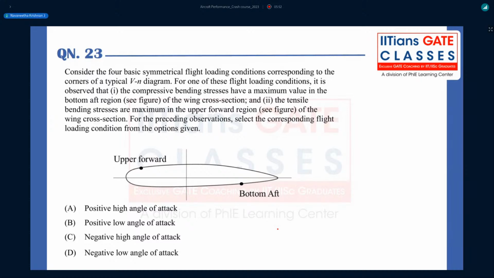They are given in the figure, where we have to find out what it is. The corresponding condition is: option A, positive high angle of attack; option B, positive low angle of attack; option C, negative high angle of attack; option D, negative low angle of attack.